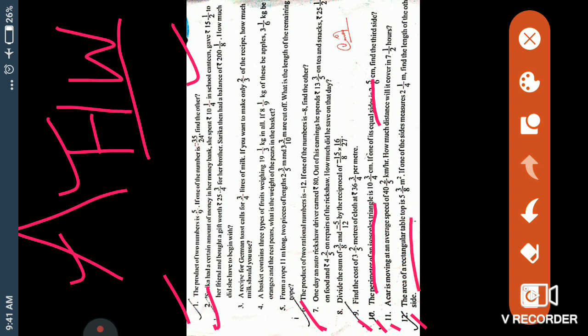This is a perimeter question. You have to find the perimeter of an isosceles triangle. An isosceles triangle is one whose two sides are equal, this one and this one. One side is given, then the other side is also 2 complete 5 upon 6, and lastly you will take x. And the last is the area of a rectangular table. The area of a rectangle is length multiplied by breadth. That is given and one side is given. To find both sides, you can solve it. Understand? So solve it.